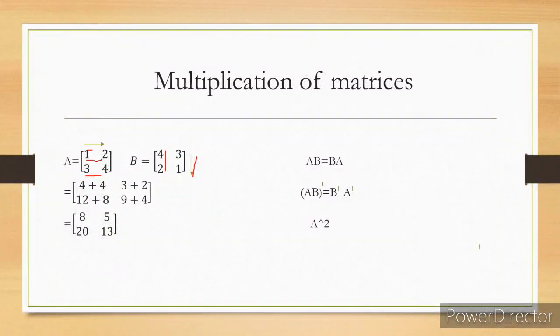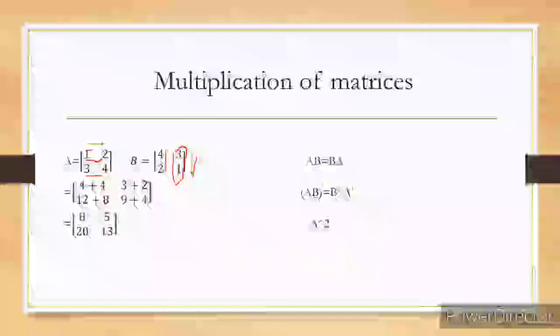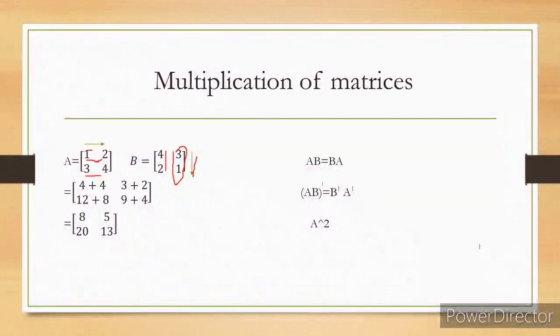Then take the first row and consider the second column. So 3 ones are 3 and 2 ones are 2. Then take the second row and second column. So it will become 3 threes are 9 and 4 ones are 4. Enclose it in the brackets and do simple addition: 8, 5, 20 and 13. So here you have to consider the first row and first column, second row and first column, then consider the second column and multiply it with the first row and second row.